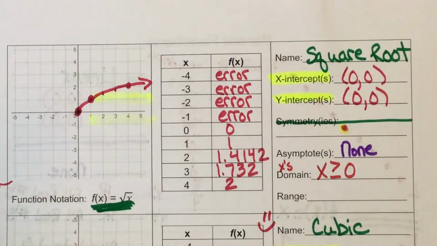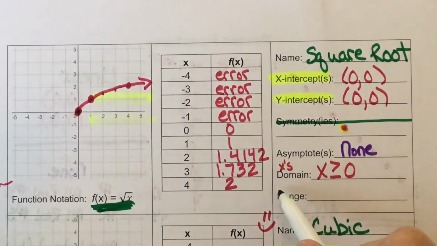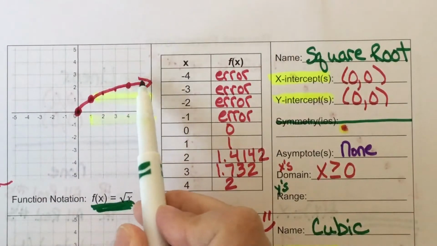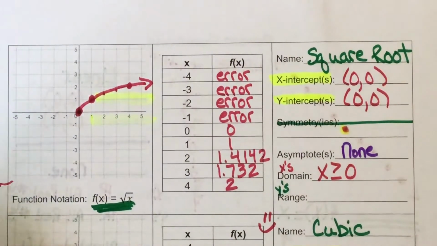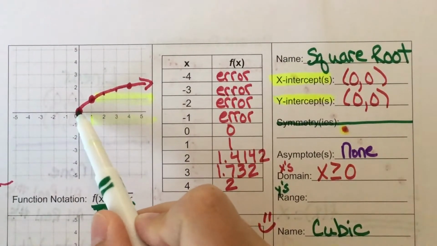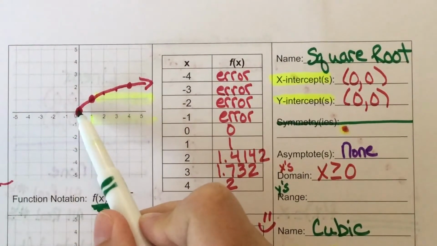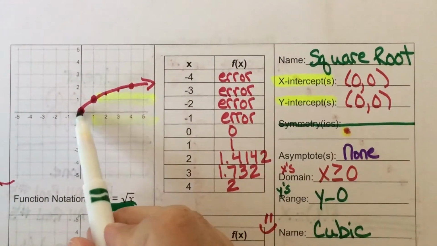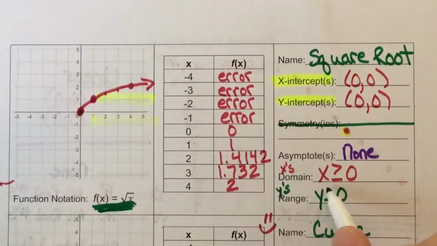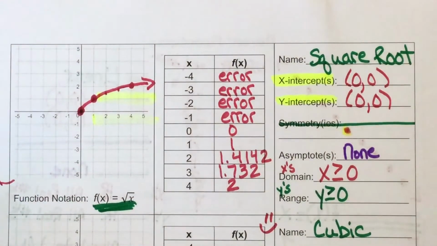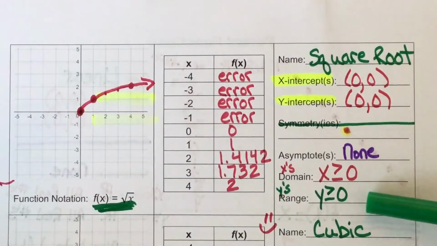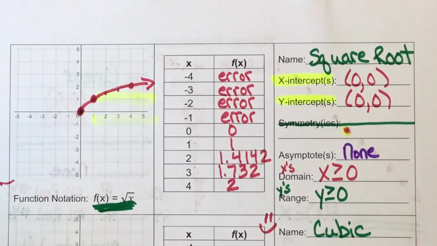Okay, now let's look at range. Range are y's, so now we're looking up and down. When I go this way, I'm going up, and that arrow means I go forever up. But do we go forever down? No, this is the lowest y there is. And who is your y right there? Our y is a 0. And then when you go up, up, up, y's get greater. So your domain is x is greater than or equal to 0, and your range is y is greater than or equal to 0.